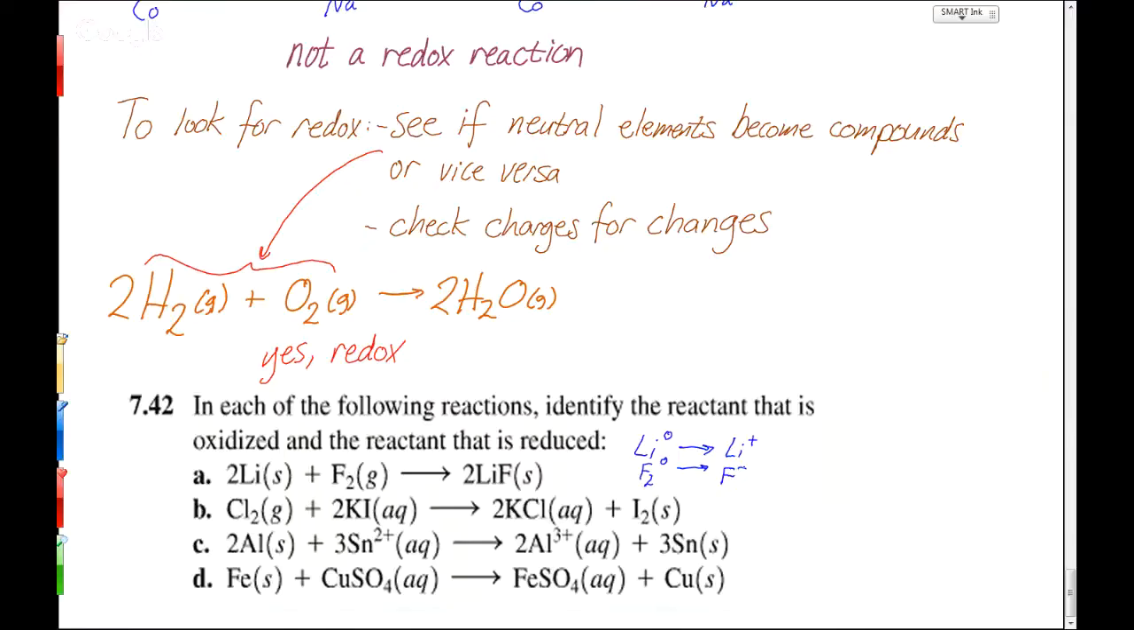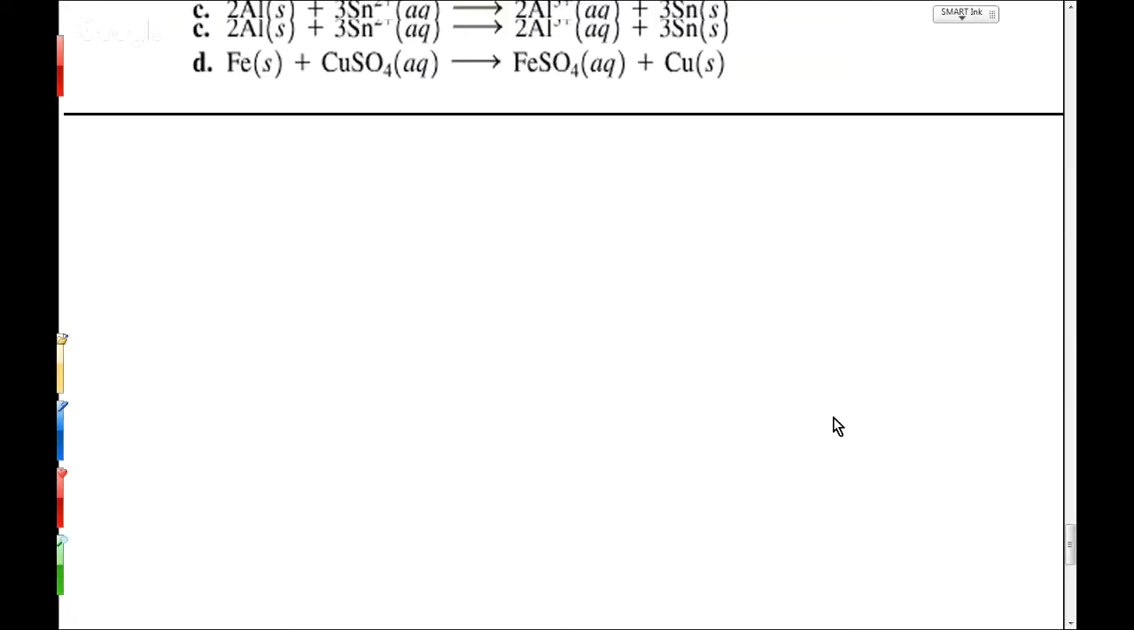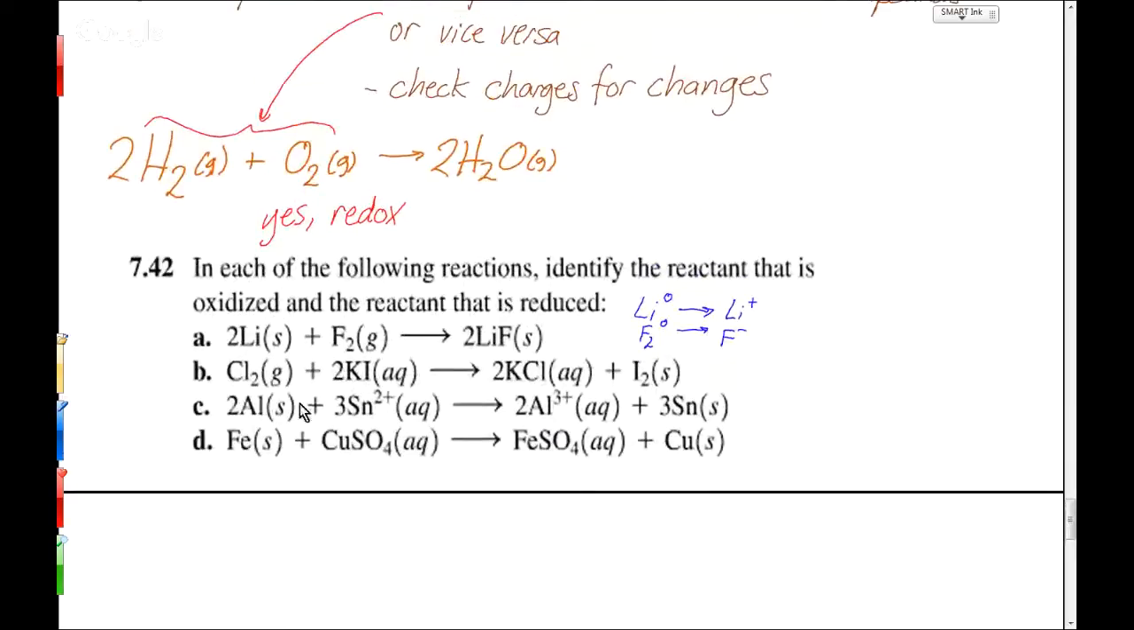Okay, let's look at one more. Let's look at C. You can go through the other ones on your own for homework, but let's look at C right now. Aluminum and tin ions, tin 2 becomes aluminum ions and tin. This one, we don't even have to calculate the charges. It's done for us, and we're not shown what the anions would be. We've got aluminum metal becoming aluminum ion. So is that an example of oxidation or reduction?